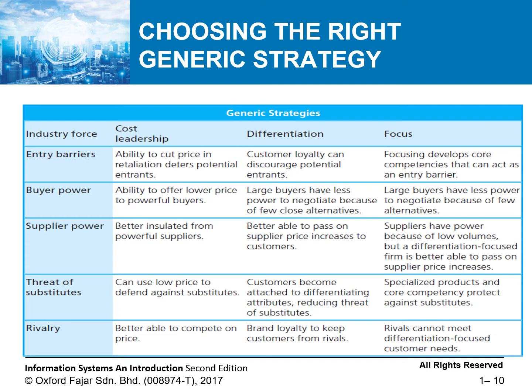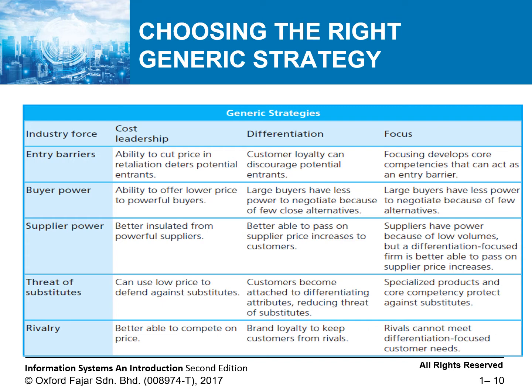So for the force in buyer power, in cost leadership it is the ability to offer low price to powerful buyers. And then in the differentiation strategy, large buyers have less power to negotiate because of few close alternatives. Meanwhile, for focus strategy, large buyers have less power to negotiate because of few alternatives.